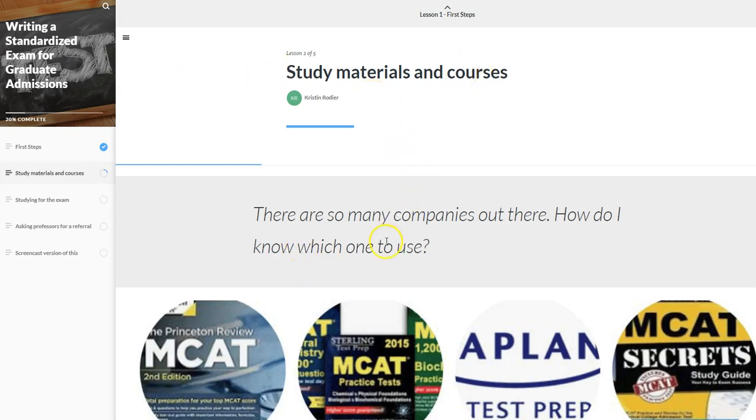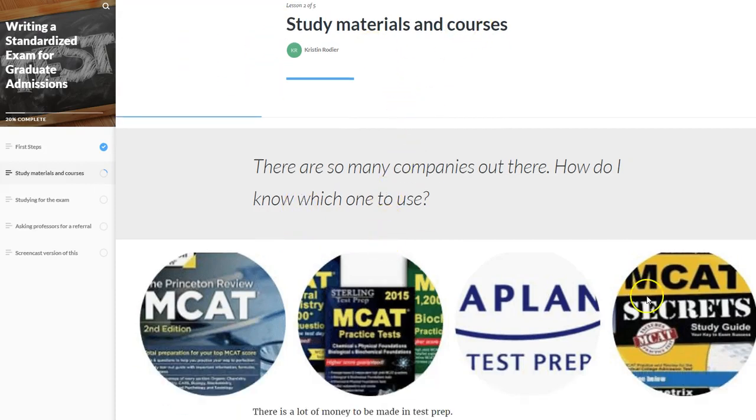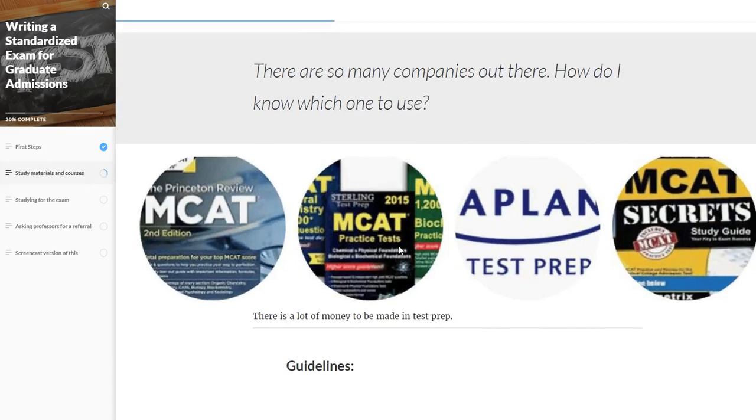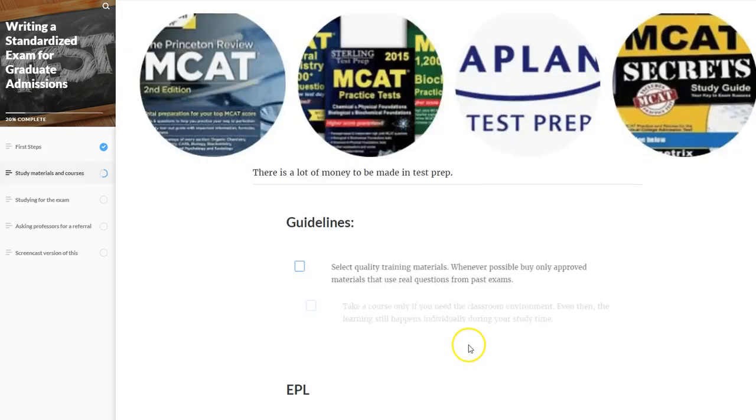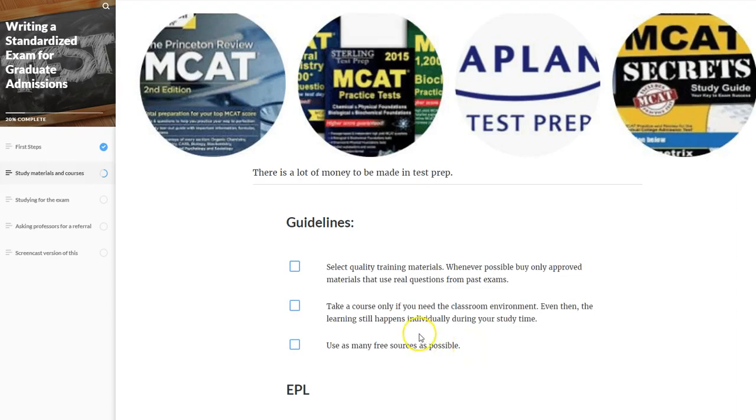What about studying? Should you take a course? How do you know which one to choose? I don't know. They're all quite big business, big money. You might want to be cautious. If you need the pressure and the routine and the classroom environment of having paid for someone to teach you, so you show up and you learn the stuff, then take a course by all means. But a lot of this you can do studying on your own.